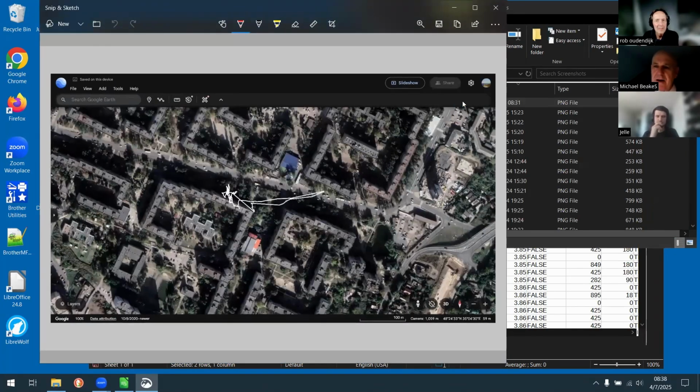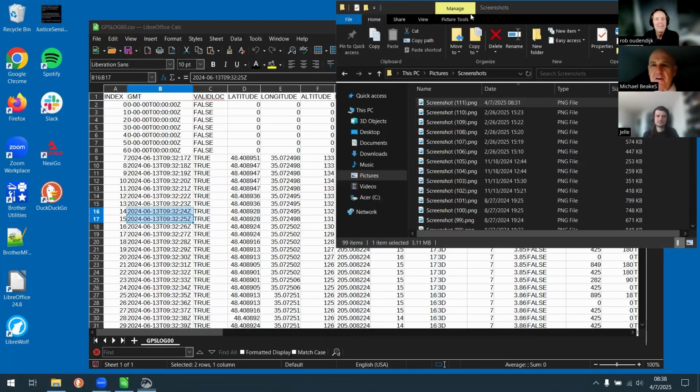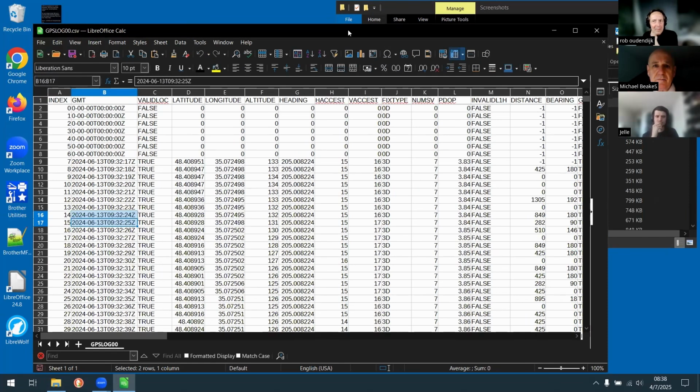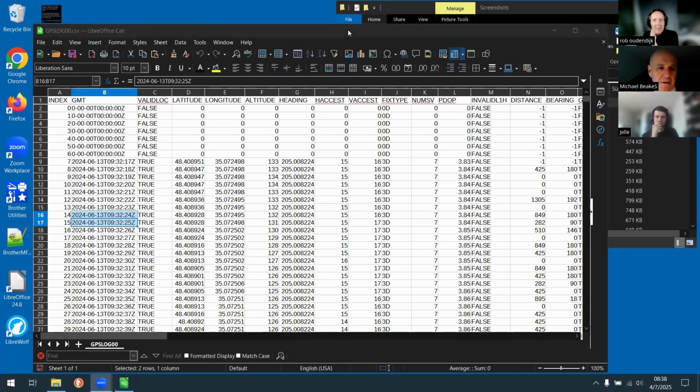So this is a sample that I had, which is a stationary GPS unit that just wandered off. And that's what this file represents, a CSV file. Now let's go back to the CSV file.